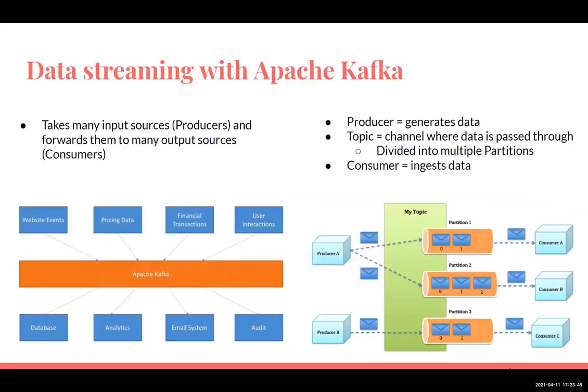Now, in regards to the data streaming with Apache Kafka, just to give you all an overview of what it does, it basically maps multiple inputs out to multiple outputs. It takes care of the complexity of data streaming for us. The inputs are coined as producers, and the outputs are called consumers. The producers send the messages to what are known as topics, which are then subdivided into partitions.